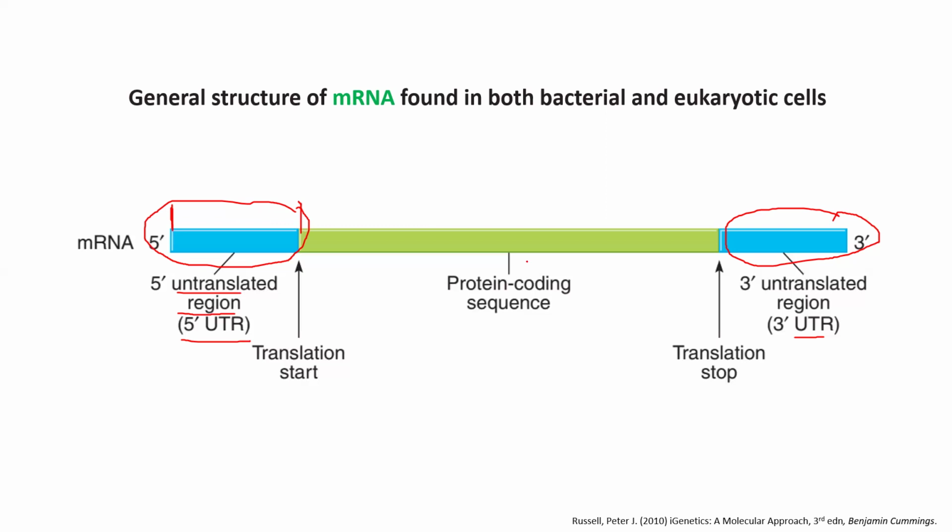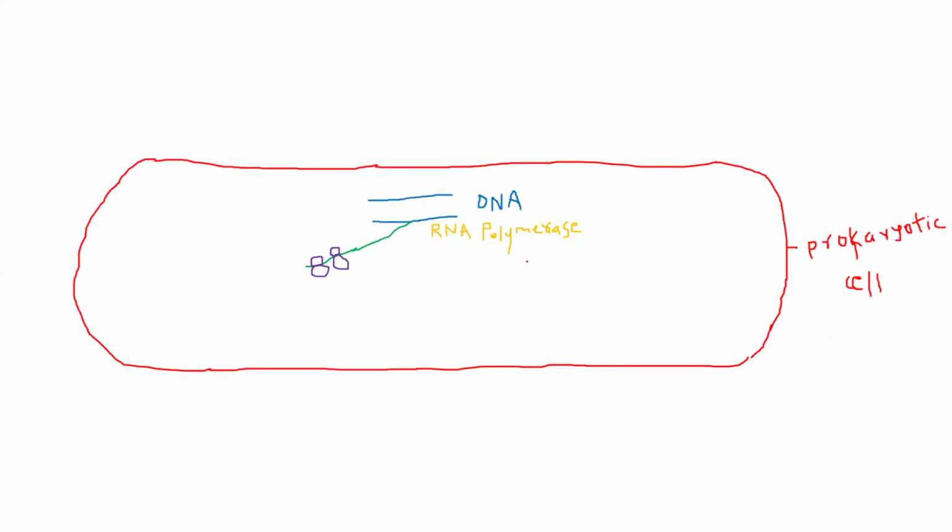This is the structure of mRNA in bacteria and eukaryotes. Let's talk about production of mRNA in bacteria and eukaryotes. Yes, we have seen the process of transcription in detail in the previous lectures in both bacteria and eukaryotes, but let's compare the transcription process, or the production of mRNA, in bacteria and eukaryotes. So what are the differences in production?